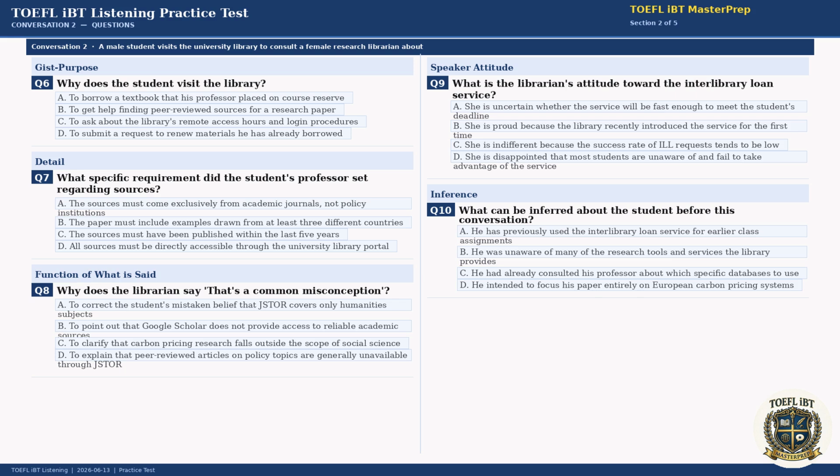Thank you so much, Patricia. This is way more helpful than I was expecting. I feel a lot better about this paper now.